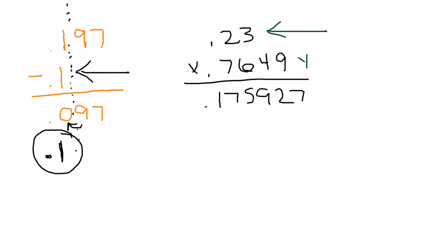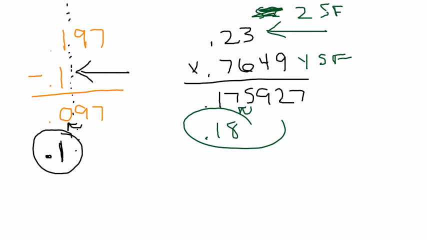This has 4 sig figs. This has 2 sig figs. Oops, I flipped those. Sorry about that. 2 sig figs. So our answer should have 2 significant figures. If we round this to 2 significant figures, that's going to be 0.18 in this case. That 5 is going to round up on the 7, so we're going to have 0.18. Your answer there should be 0.18.